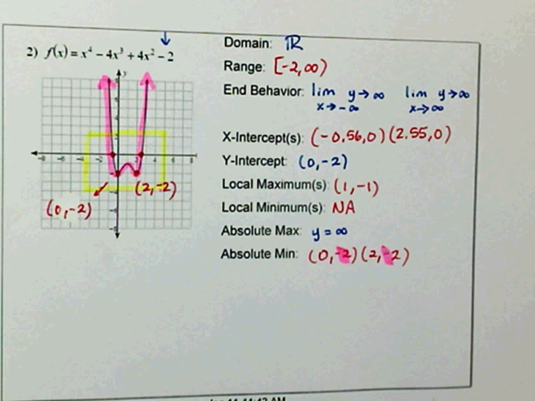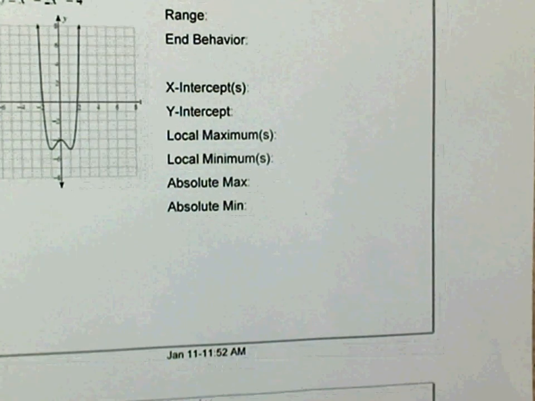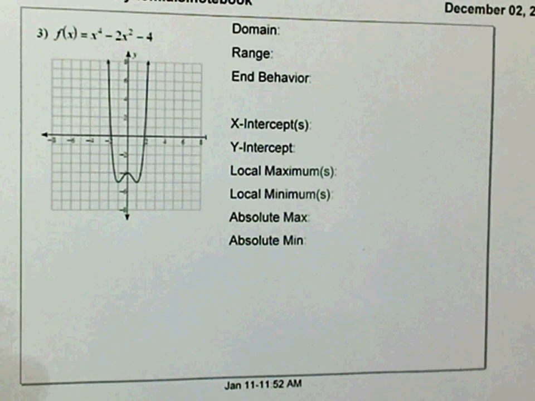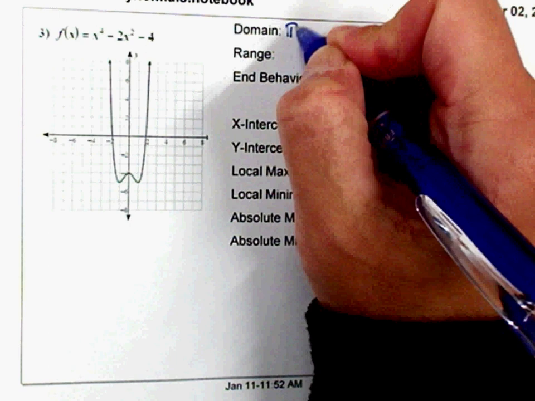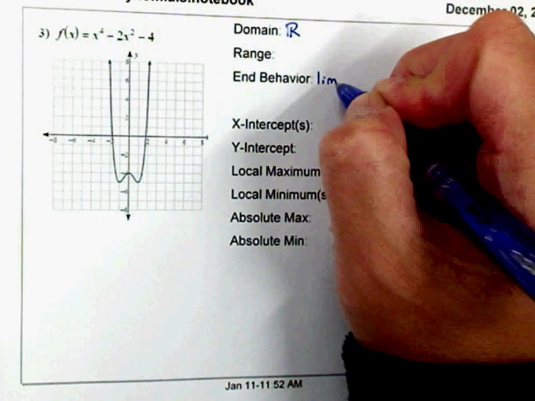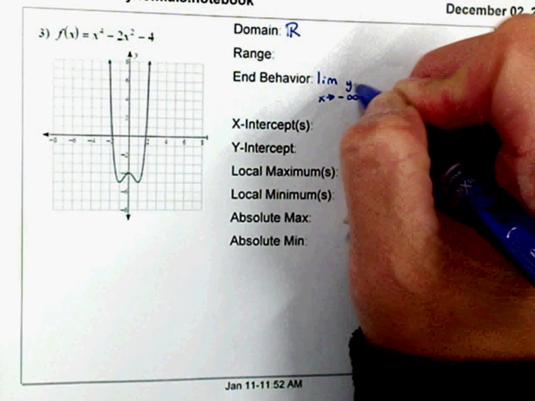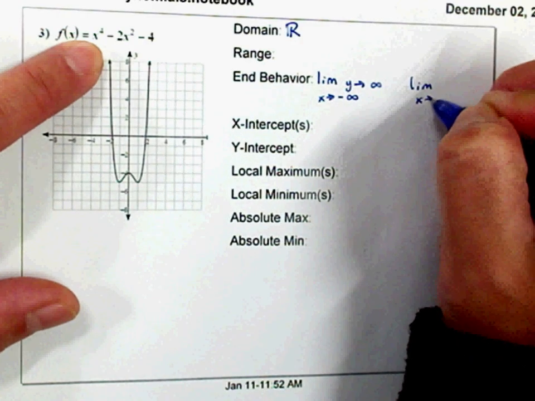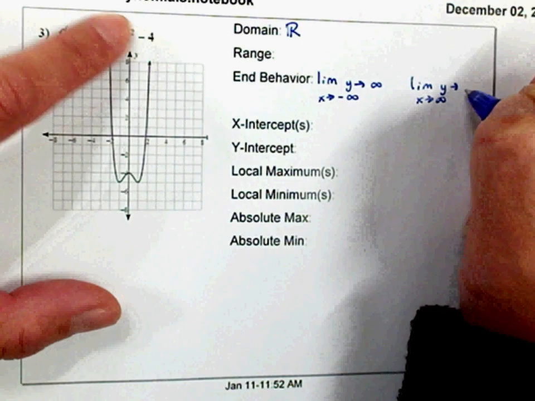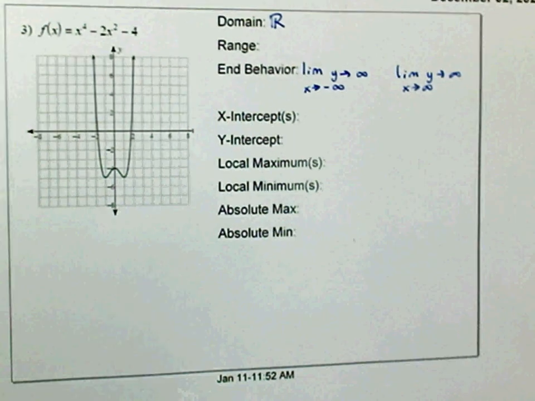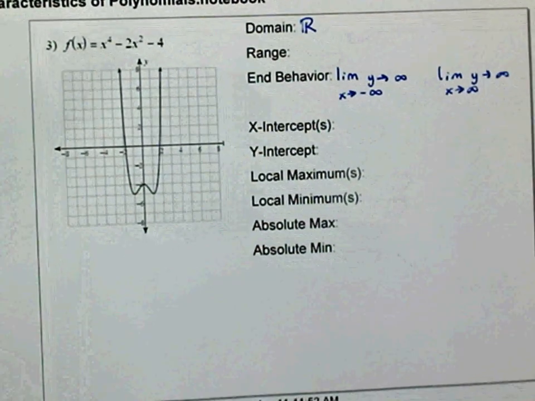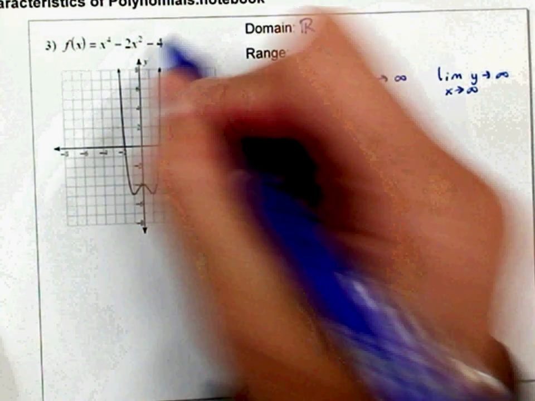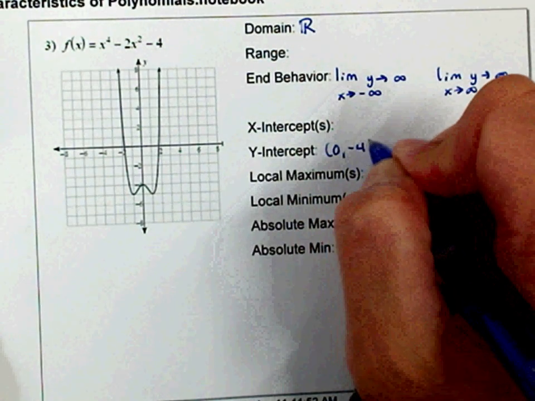All right. Let's go to example 3. All right. I'm actually just going to use the graph this time, but you can check it. Okay? Domain, all real numbers. End behavior on the left is positive infinity. End behavior on the right is also positive infinity. Okay? All right. Y-intercept, negative 4. So 0, comma, negative 4. Absolute maximum is positive infinity.